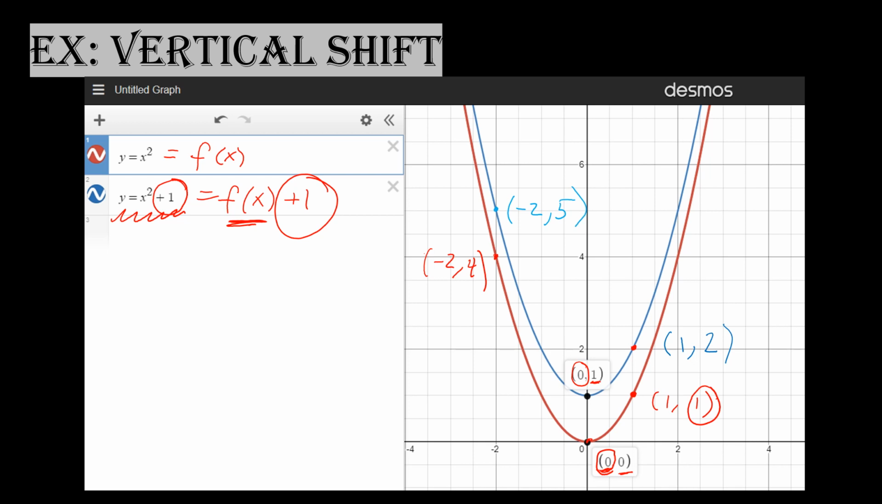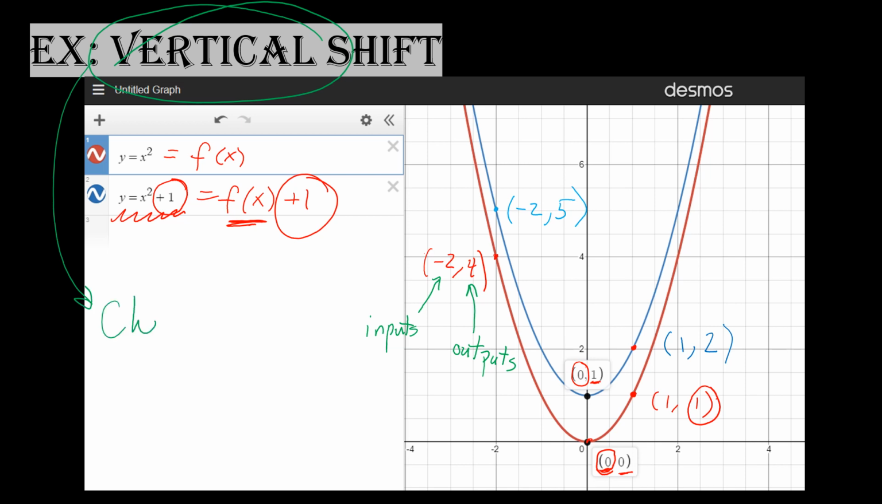So again, I think when we're talking about transformations, it can be helpful to think about inputs and outputs. So any sort of vertical transformation changes outputs.